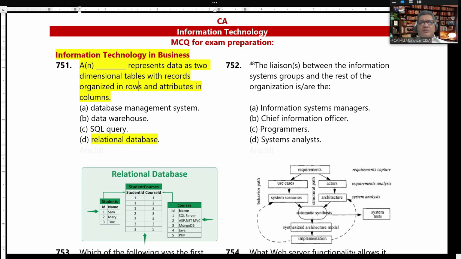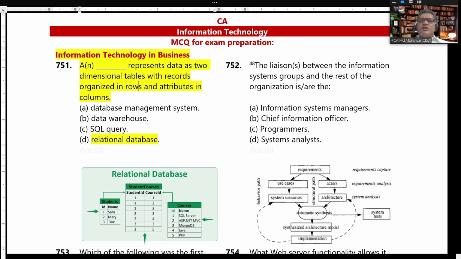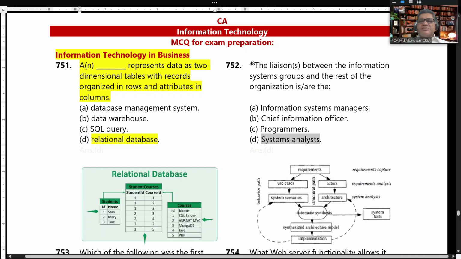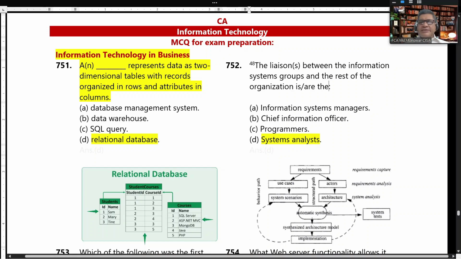If we see 752, the liaison between the information system group and the rest of the organization is systems analysis. The liaison between the information system group and the rest of the organization is the systems analyst, who links with the other groups of the organization.